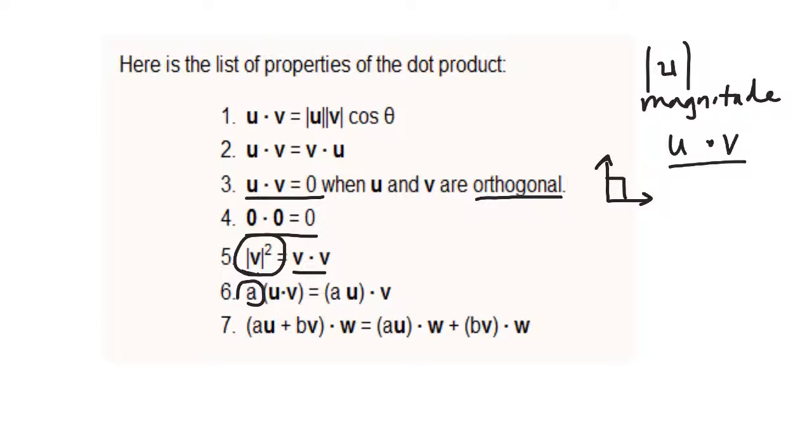And then a is a scalar, so if you multiply a scalar times the dot product, it comes out to be the same as if you take the scalar times one of the vectors before you take the dot product. And this is also a transitive rule.